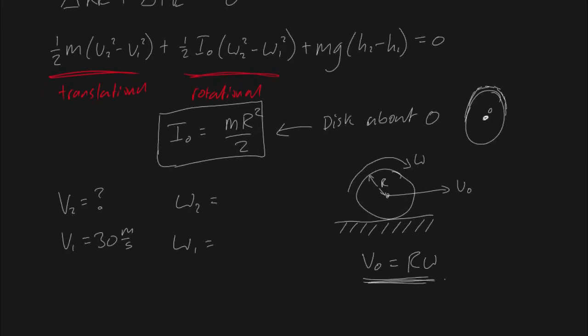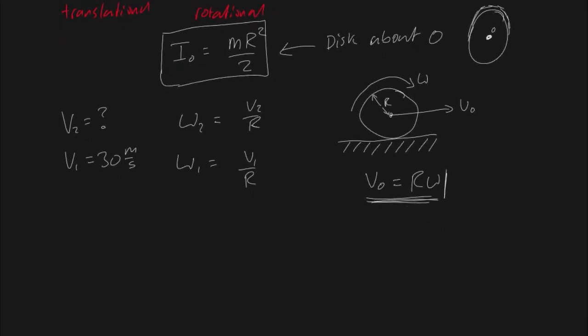So that we can use this formula now to find out what omega 2 is. Well, at omega 2, our velocity will be v2, so we can write this as v2 on r, and we can write omega 1 as v1 on r, right? Because the radius of our disk is fixed, so r is going to be the same in both of these cases. Alright, well, that's all well and good, but we're still missing h2 and h1.